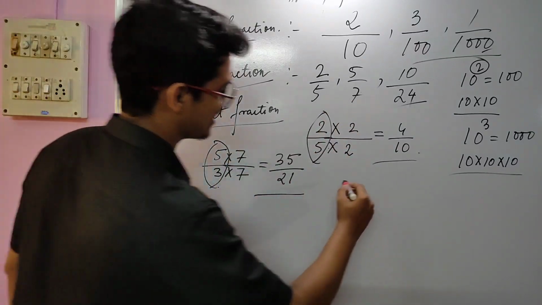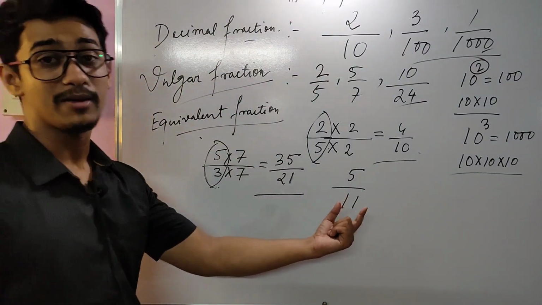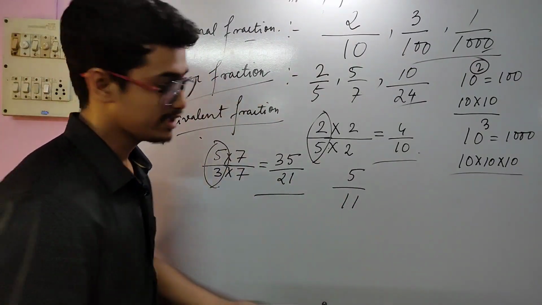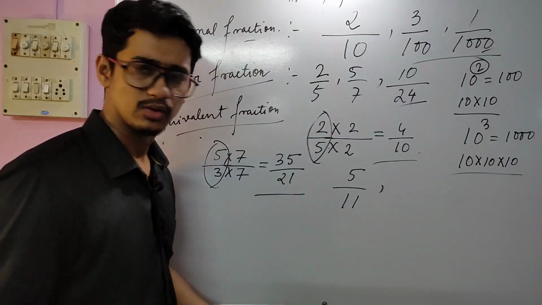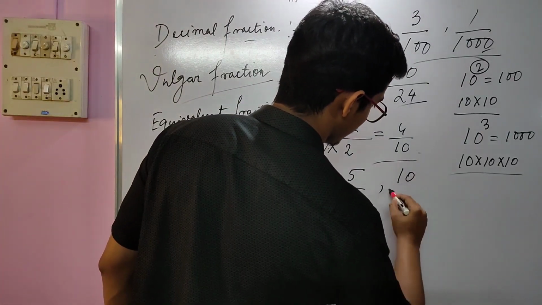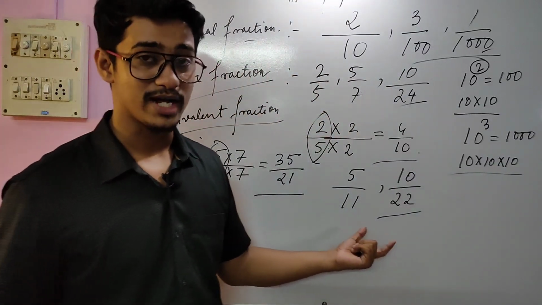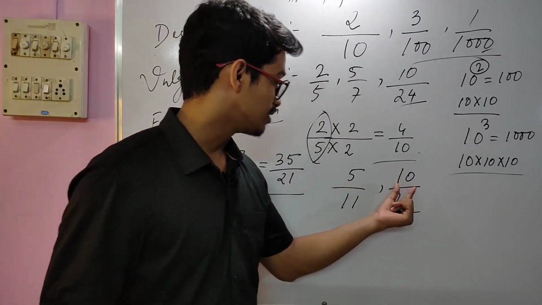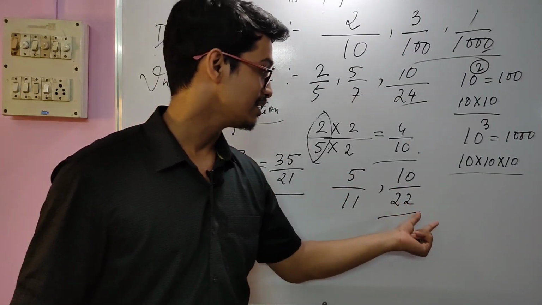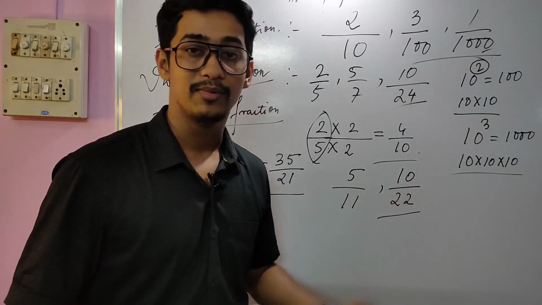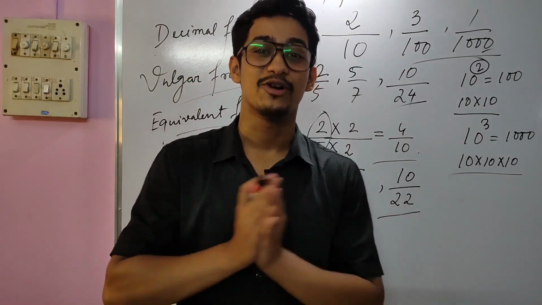One more example, let's say 5 by 11 is there. What is the equivalent fraction? You can make it on your own as well. In our mind we can calculate. Let's say 10 by 22. Now it is your task to find out with which number I have multiplied 5 and 11, so the result is coming 10 by 22. That you have to find. Tell me on my WhatsApp.